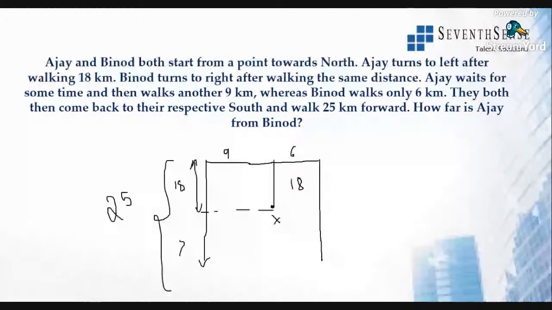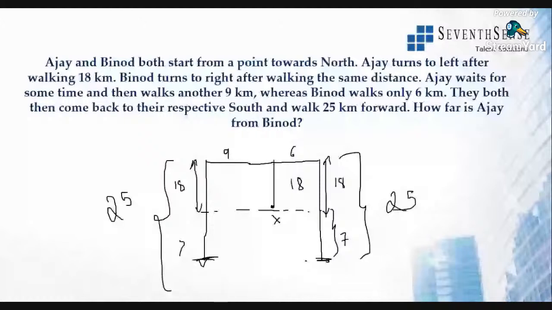Both will reach the same point, because the distance traveled is 25. The distance traveled is 25, but here it is just 18. So remaining is 7. So the distance between them is how much? This is the distance that they are asking. That is parallel to 9 plus 6, which is 15 kilometers. So the distance between them is 15 kilometers. Correct?